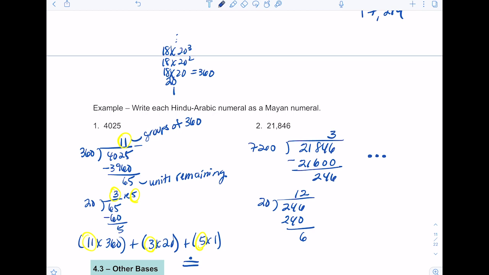So remember now, you've got your 3, and then underneath that, you skipped from 7,200 over the 360 because remember 360 can't go into 246. So I need a symbol for 0, which looked kind of like a UFO in a way, or a hamburger if you're hungry. And then I would have 12, so that's the equal sign with the two dots above it. And then my units, which would be 6, and that's the bar with the dot above it. So that's how you would express that Hindu Arabic numeral as a Mayan numeral.